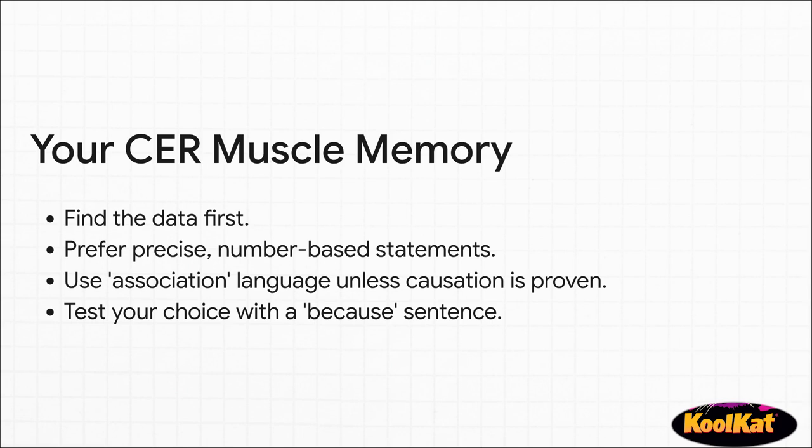So let's wrap this all up and lock it in. To build that CER muscle memory, here's what you do. 1, always find the data first. 2, look for answers that are precise and based on numbers. 3, prefer that cautious language like associated with, unless they literally prove one thing causes another. And 4, always do the because test. This is true because of this specific number from the chart.